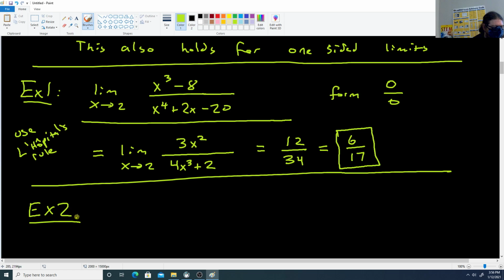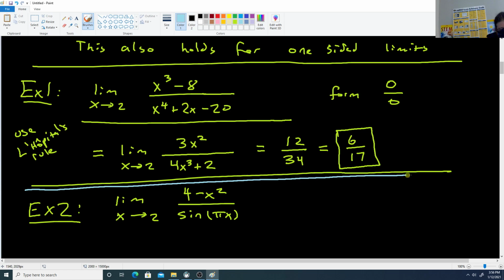So we're going to look at second example here. We want to look at what is the limit as x approaches 2 of 4 minus x squared, all that over sine of pi x. Put like a little different color band in here to kind of keep our examples separate from each other.